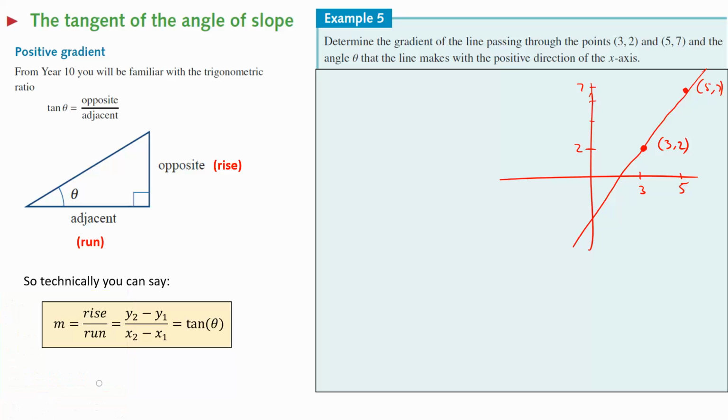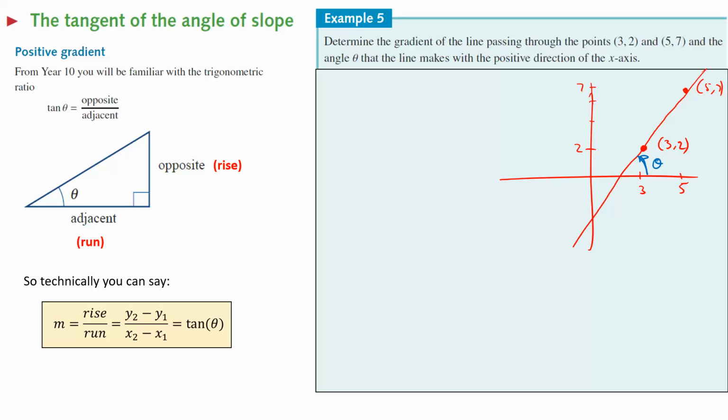I'm going to color it in blue. That's the positive direction. They're asking, what's that angle? That's what the question's asking here. It says, find the angle that the line makes with the positive direction of the x-axis. So this is the positive direction, and what's the angle that it makes with the line? That's the angle we want to find.